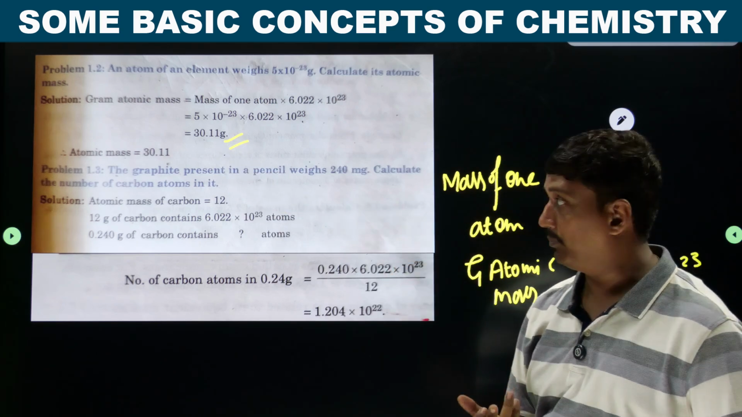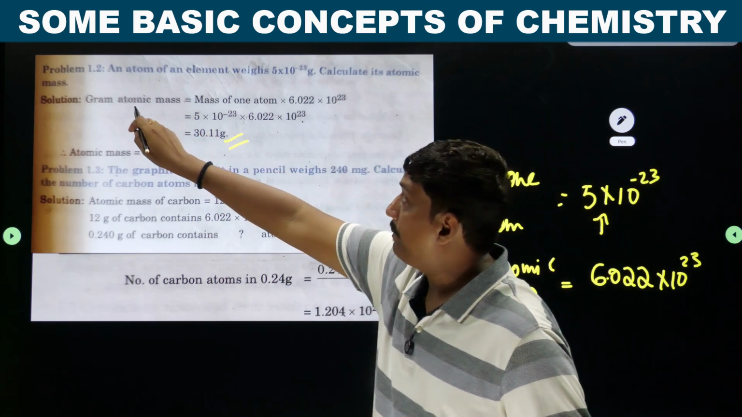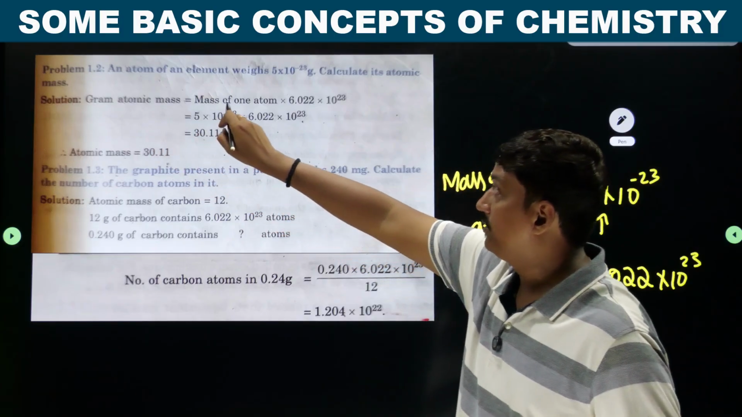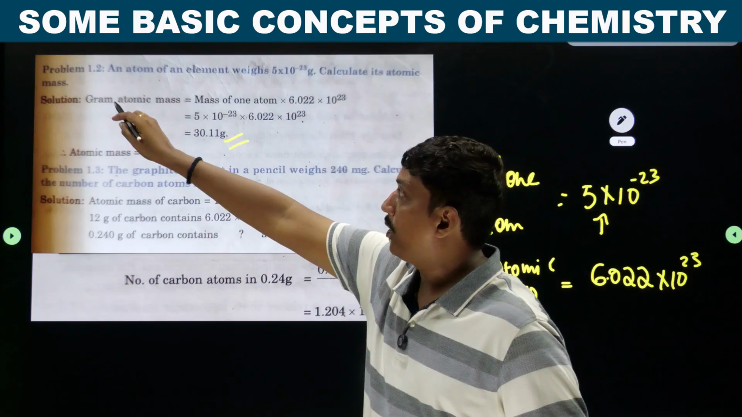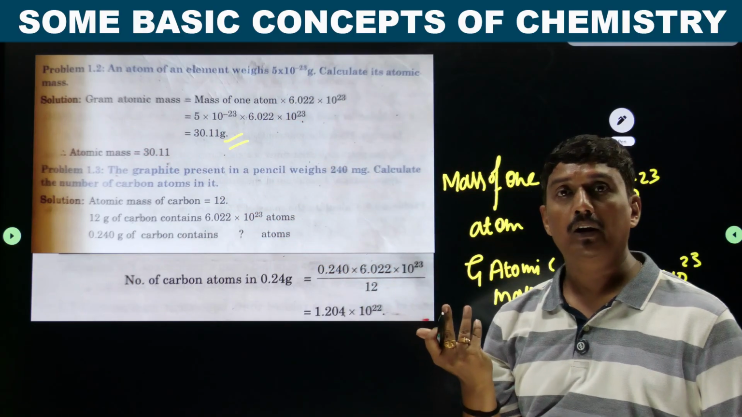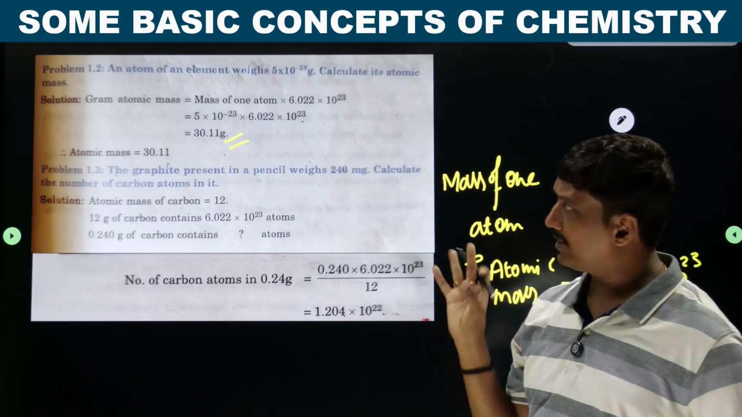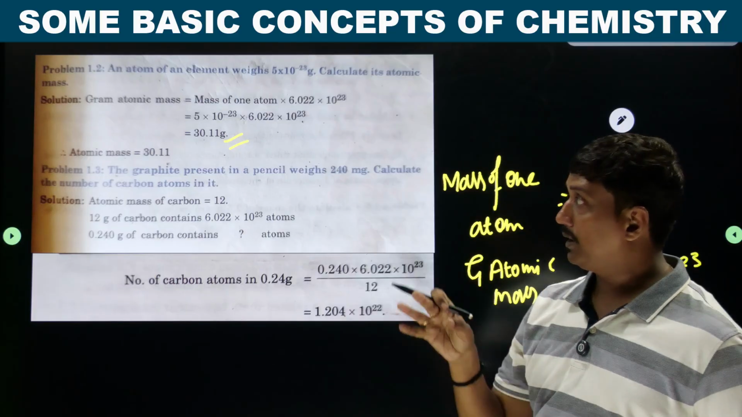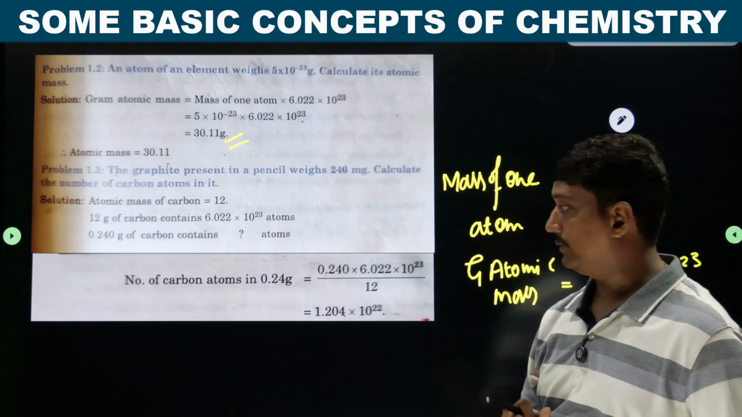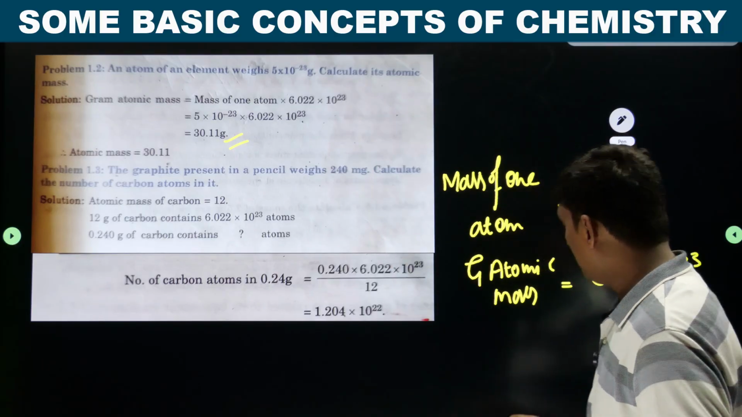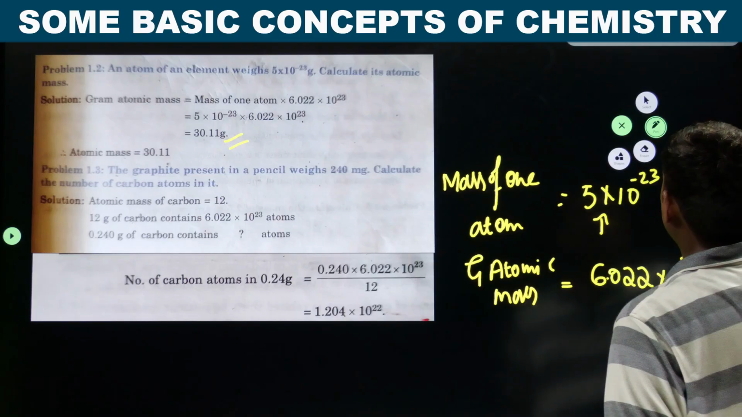30.11 gram. If the gram atomic mass is given, is it possible to calculate the mass of one atom? Very simple. Gram atomic mass divided by Avogadro number. So it's a repeated formula, but you know what formula to be used. Okay, fine. Let us take another.